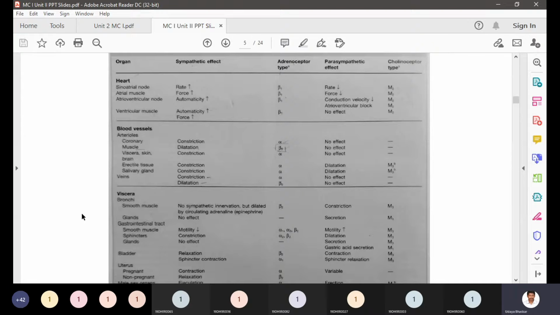Dilation means it will increase the blood flow. Likewise, cholinergic innervation is present only in erectile tissue and salivary glands, but not in the coronary artery, muscle, viscera, skin or brain. When dilation happens, blood flow to that particular area increases, which will reduce the blood pressure. When constriction happens, it will increase the blood pressure.